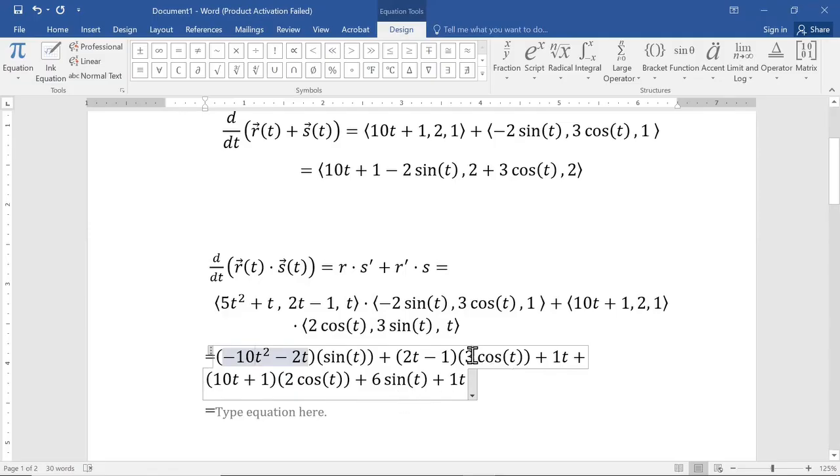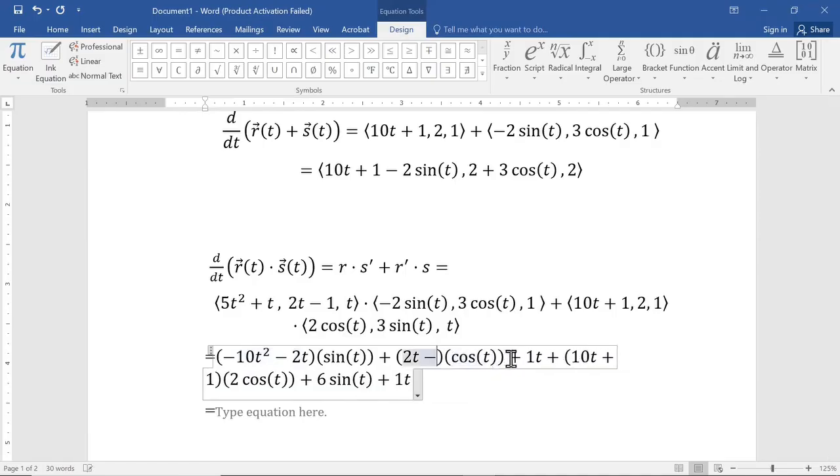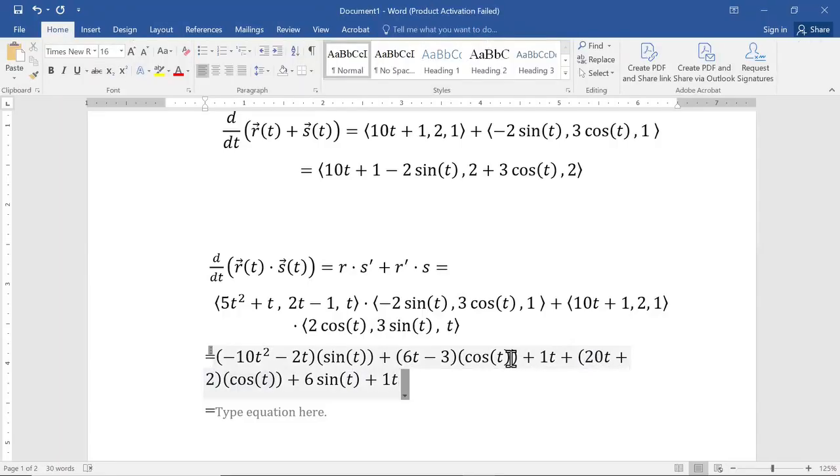And then I can do the same thing with cosine. I can take the 3 as a coefficient and distribute it to the polynomial on the left. I can do the same thing with this cosine, take the 2 as a coefficient and distribute it to the polynomial on the left. And get something like this.